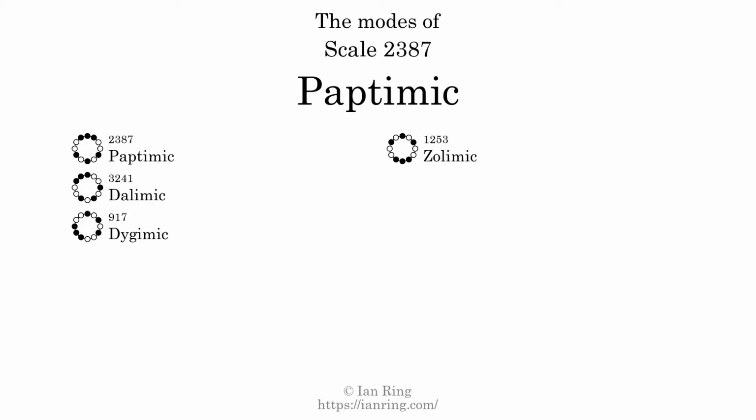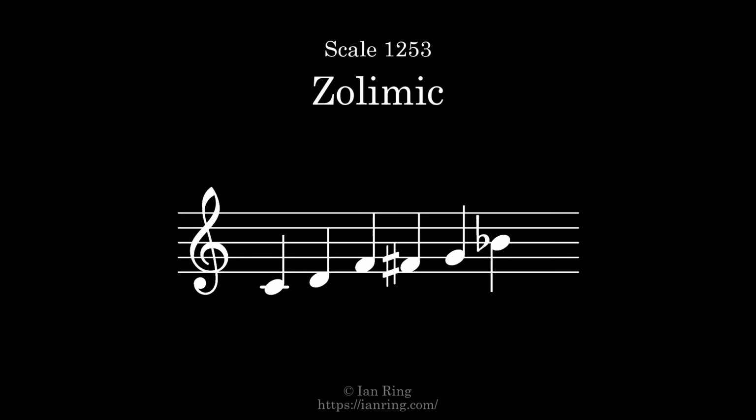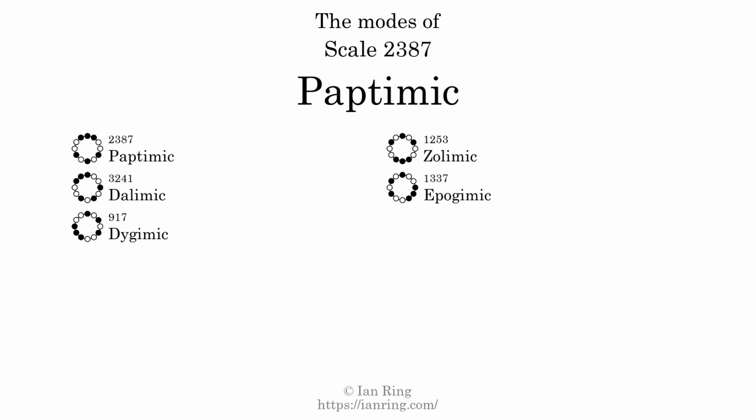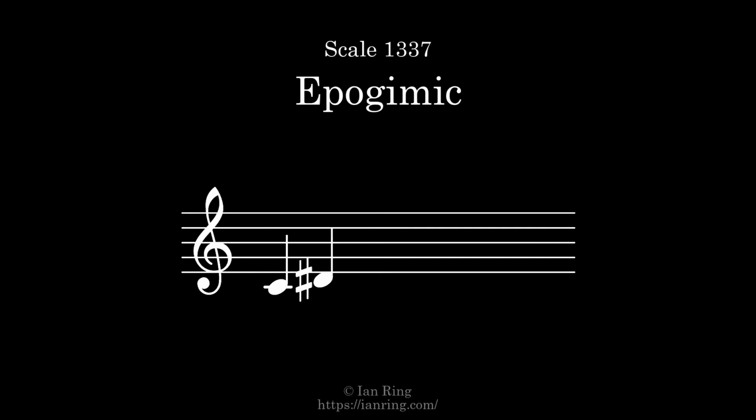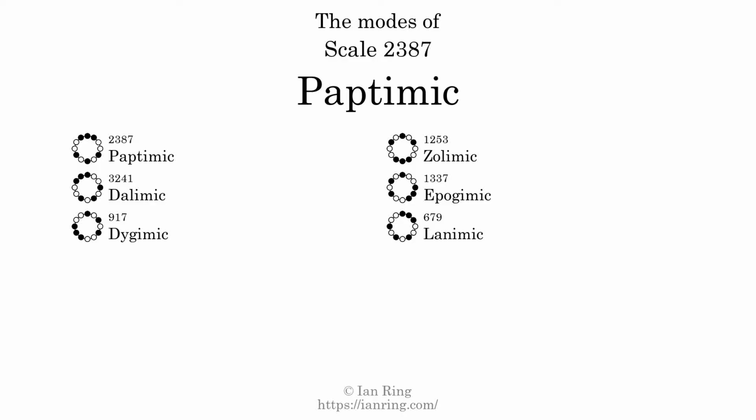The fourth mode is scale 1253, also known as Dylemic. It sounds like this. The fifth mode is scale 1337, also known as Epigimic. It sounds like this. The sixth and last mode is scale 679, also known as Lanimic. It sounds like this.